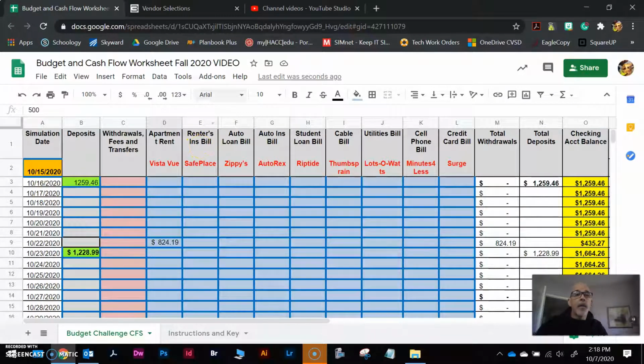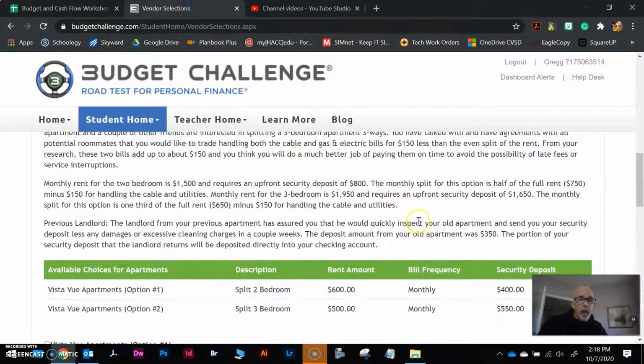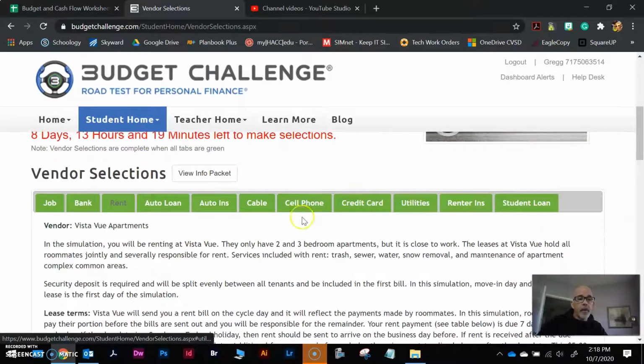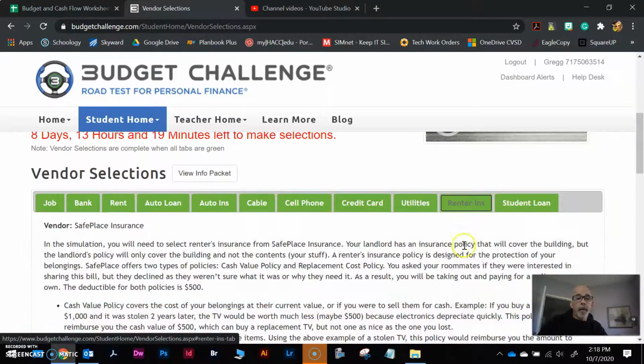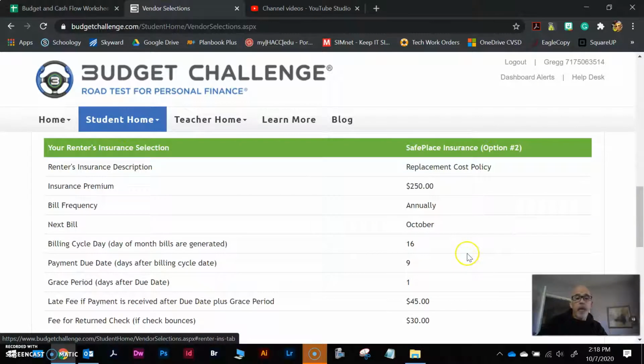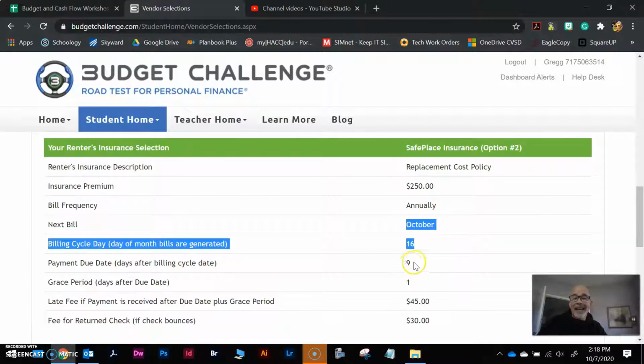So how do I know that? When I went through my vendor selections, I'm going to go over here to my renter's insurance. Okay, so October 16th is the first bill. I've got 9 days to pay that. So now what I want to do is I don't want to post this $250 premium.